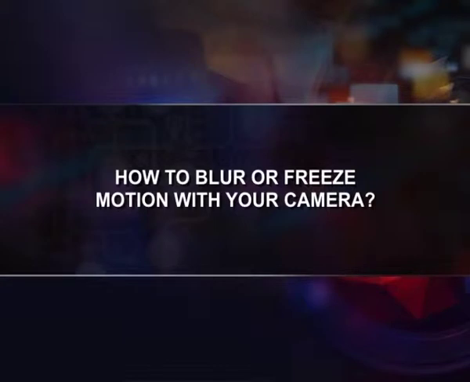How to blur or freeze motion with your camera? A fast shutter speed will freeze action, whereas a slow shutter speed can create a blurred effect. When you set your shutter speed on your camera, you will see numbers like 60, 120, 250, 1000 and so on. These actually represent 1/60th of a second, 1/120th of a second and so on.